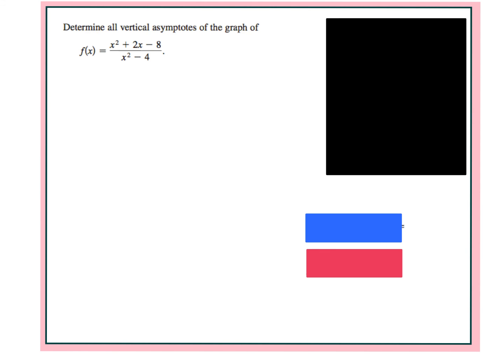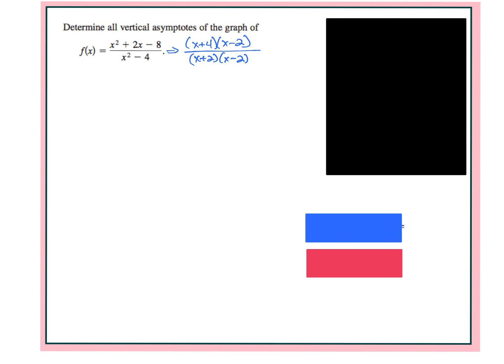So write this function out. I got x squared plus 2x minus 8 over x squared minus 4. I have these quadratics going on. What should I probably do with them? I'm going to factor them up. That's right. So what does it factor to? x plus 4, x minus 2. And then what does this x squared minus 4 thing do? x plus 2, x minus 2. Love it.